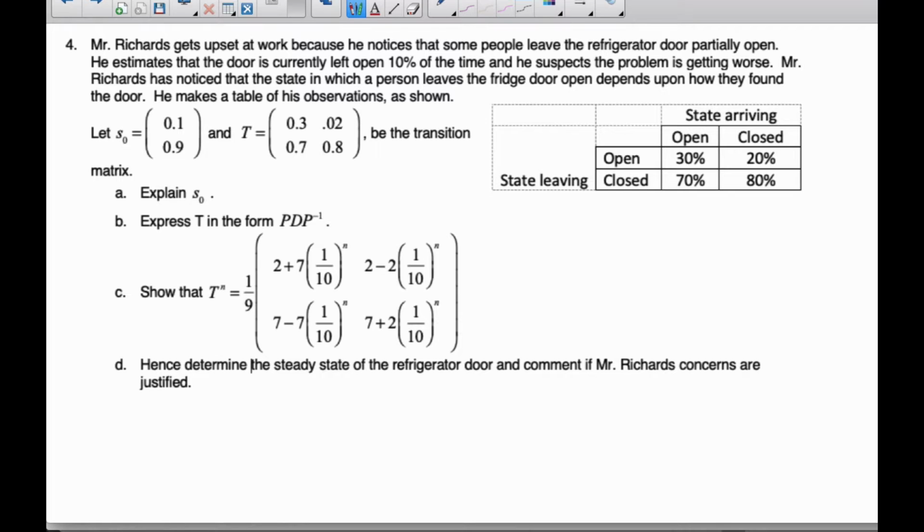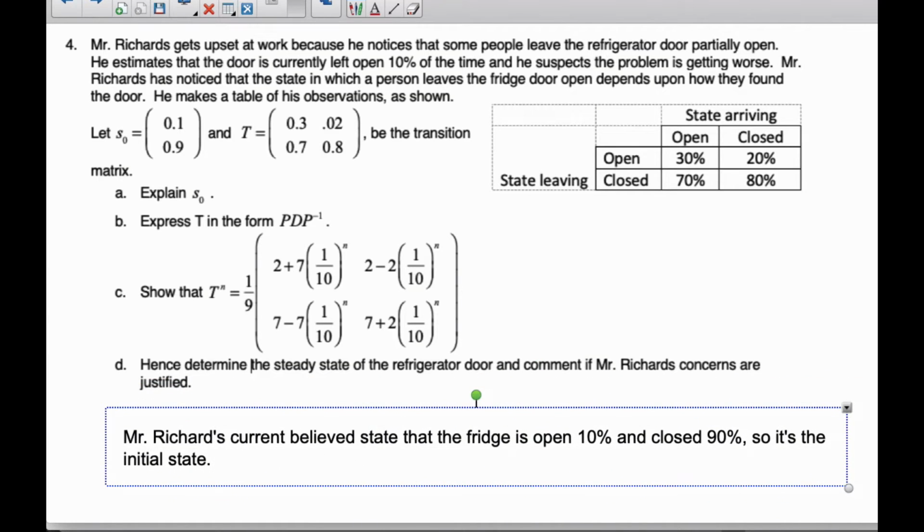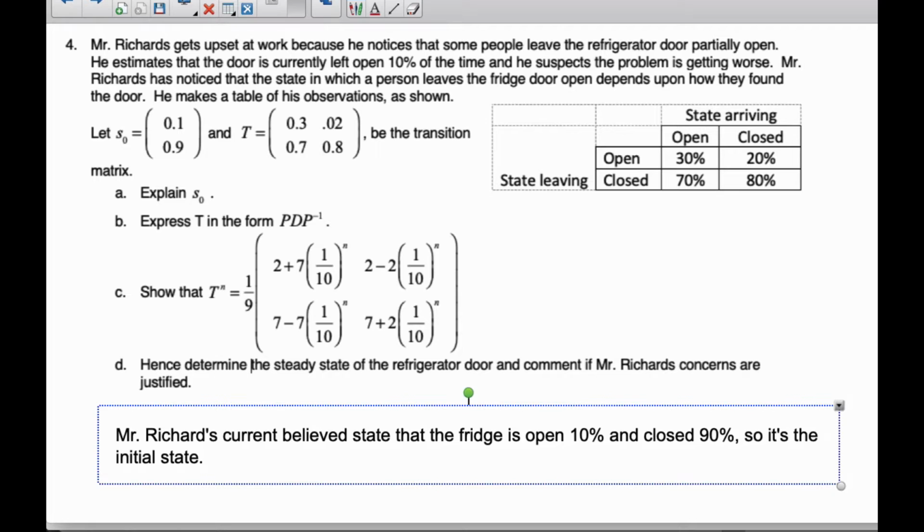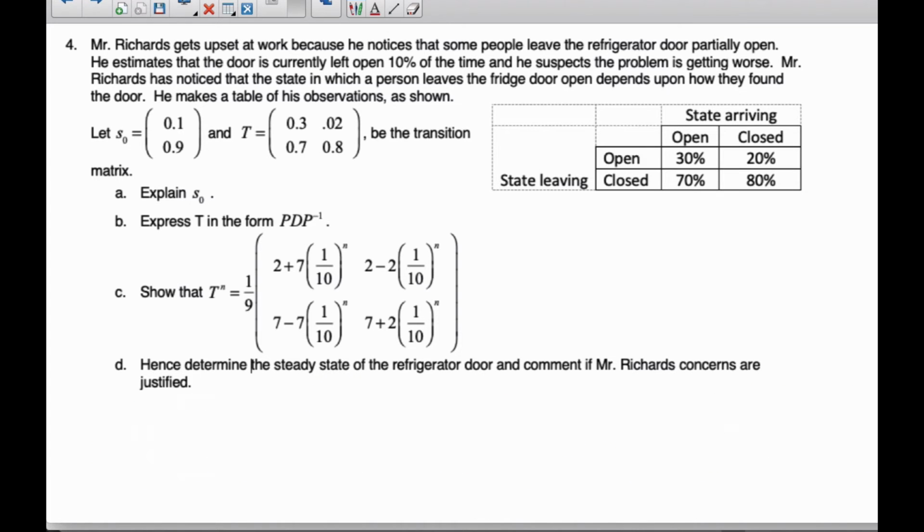And so we let S sub 0 be this matrix, and T be this matrix, which is the transition matrix. Explain S sub 0. Well, S sub 0 is our initial state matrix. And in context, it's Mr. Richards' current believed state that their fridge is open 10% of the time and closed 90% of the time. So this is the initial state of being, what Mr. Richards believes, and that's what S sub 0 represents. We'll get rid of that for now.